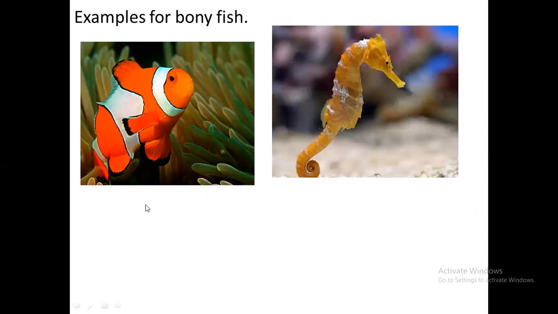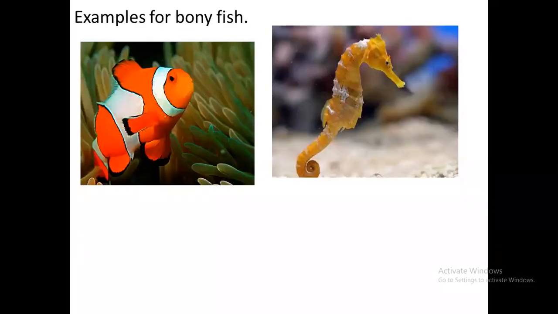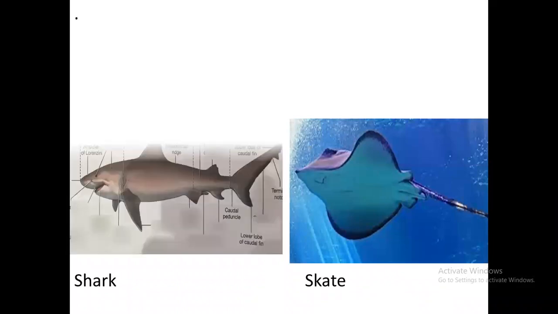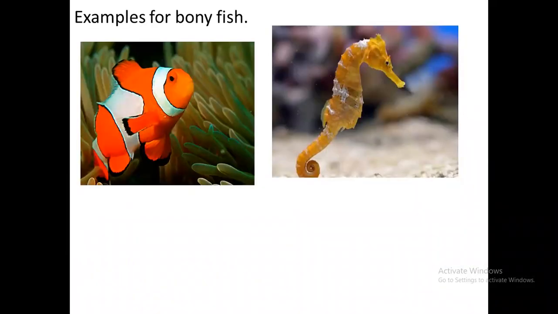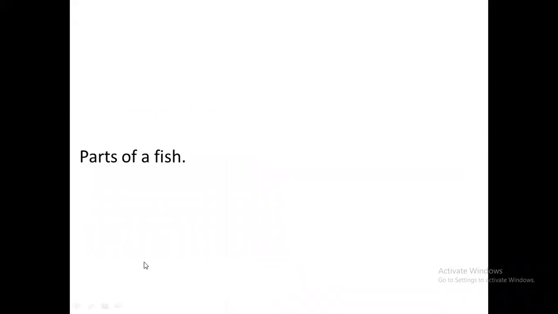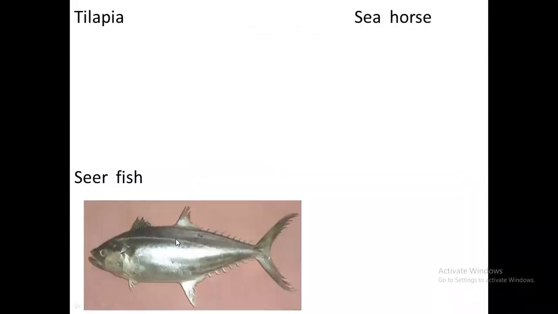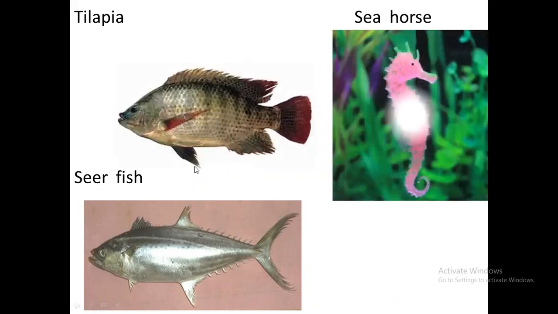Bony fish. What is this? Like goldfish. Which type of fish are they normally called? We call them bony fish. Seahorses are bony fish. This one, the shark, is a cartilaginous fish. Parts of a fish: we can see different parts of a fish like this. Tilapia, seahorse and seerfish. I have the pictures.